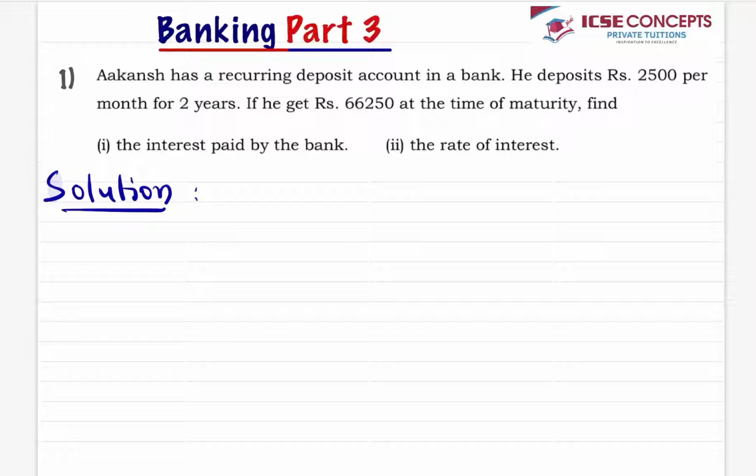So check out this question. Akansh had a recurring deposit account in a bank. He deposits rupees 2500 per month for 2 years. If he gets rupees 66250 at the time of maturity, find the interest paid by the bank and the rate of interest. So come on, let's solve this question now.